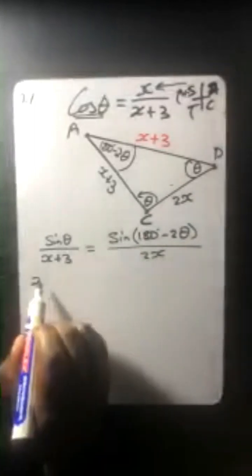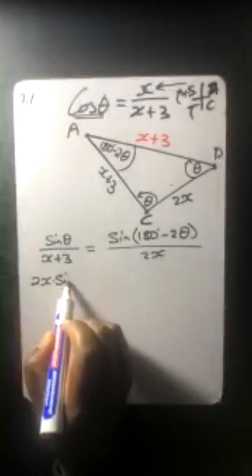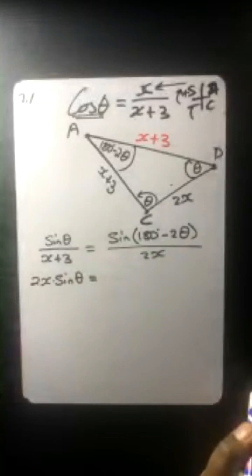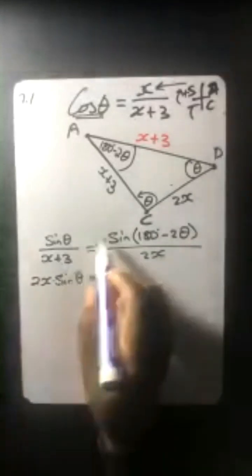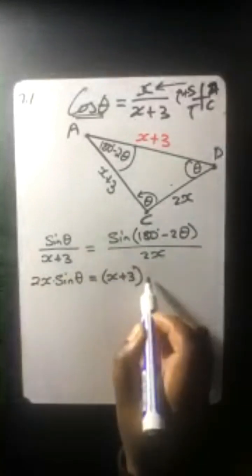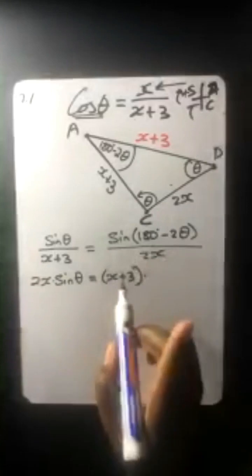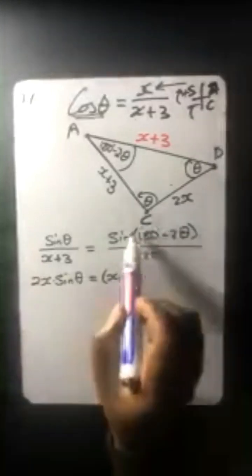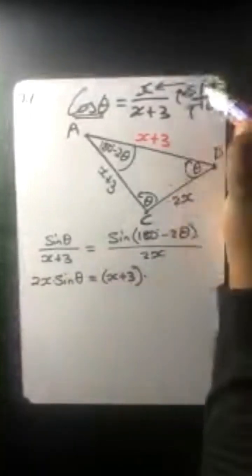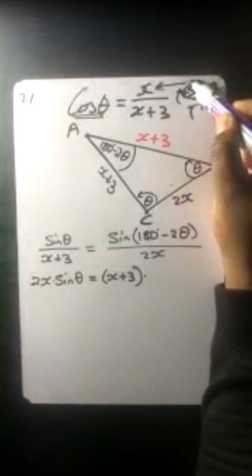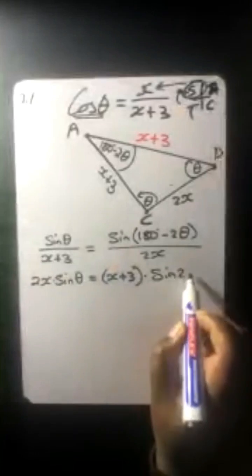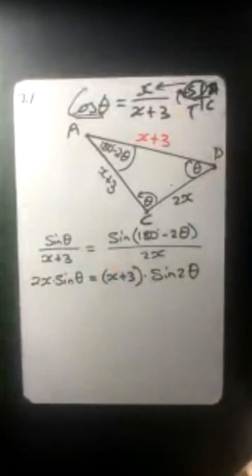So you can actually cross multiply, meaning you're going to have a 2x, which is multiplying sine of an angle. And this thing is equal to, you can still cross multiply that. That means you're going to have x plus 3, which is equal to sine of, but wait, this thing is a reduction formula because of 180 minus, and it takes us into the second quadrant where sine is positive. So that means this thing at the top is actually the same as sine of 2 angle.